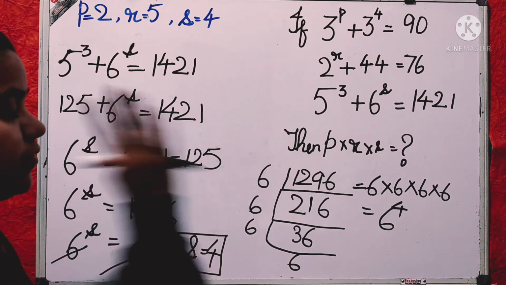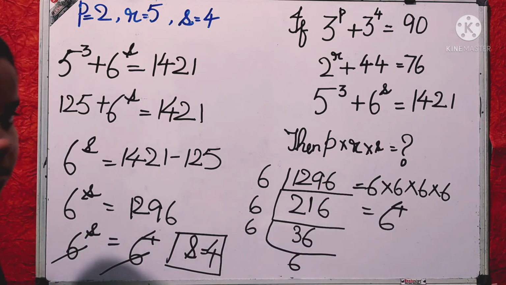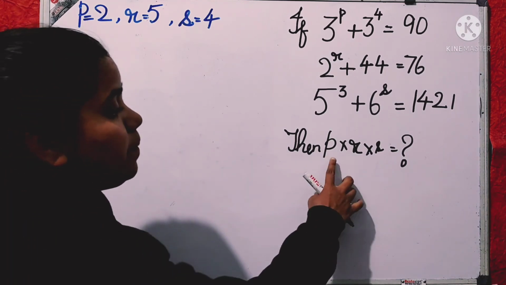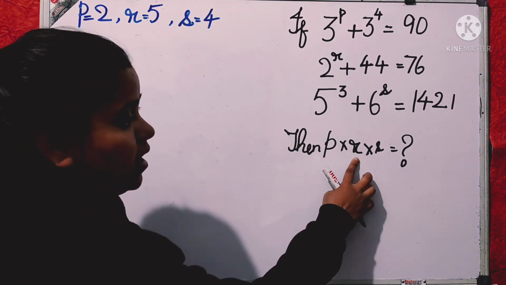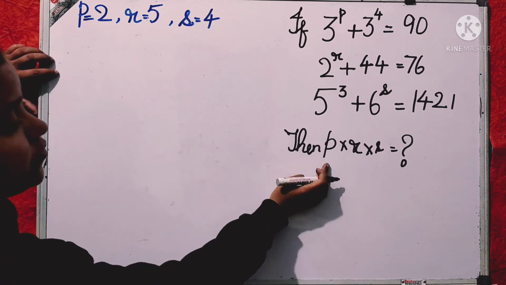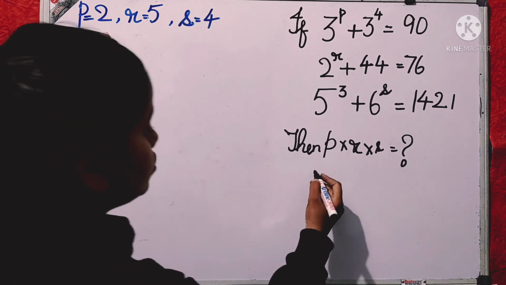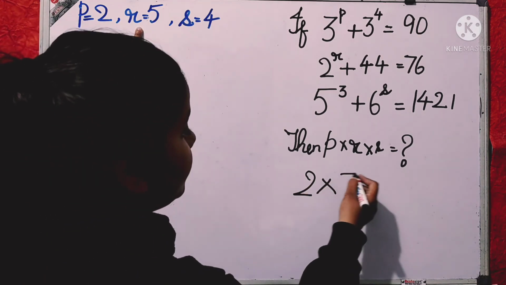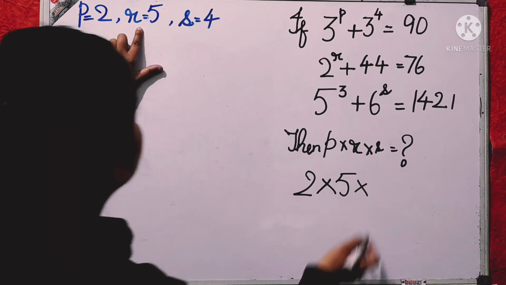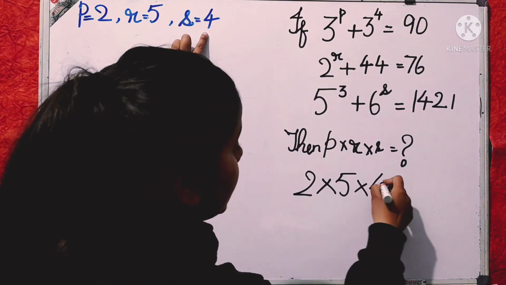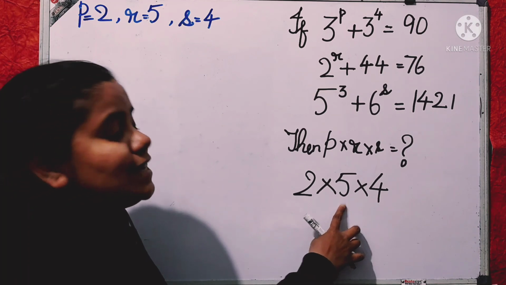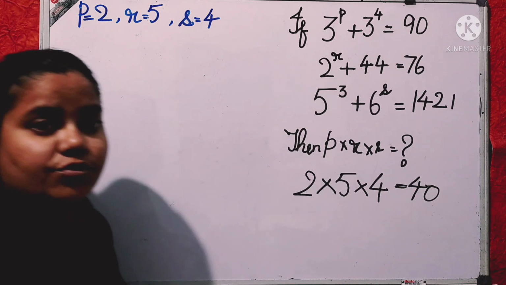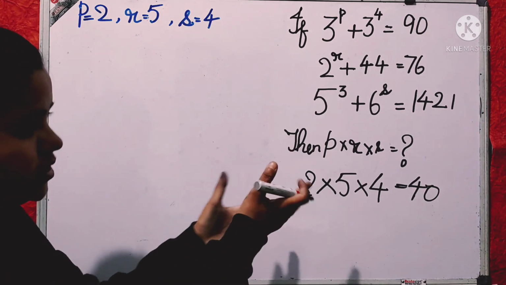Right? You got the values for p, r and s. Here the question was, what will you get if you multiply p, r and s? So if you put the value of p, we've got 2 into, the value for r is 5 and the value for s is 4. So this would become 2 times 5 is 10, 10 times 4 is 40. So the answer would be 40, right? So this is the solution.